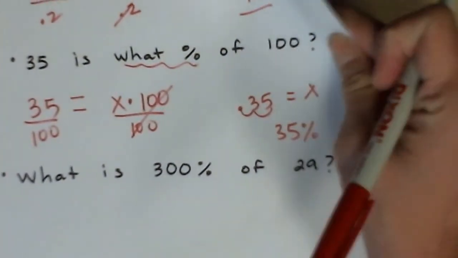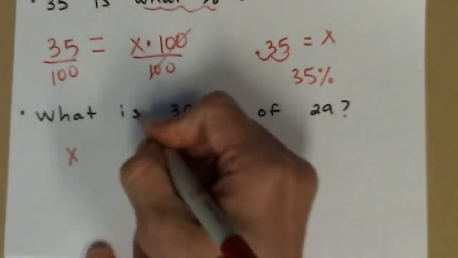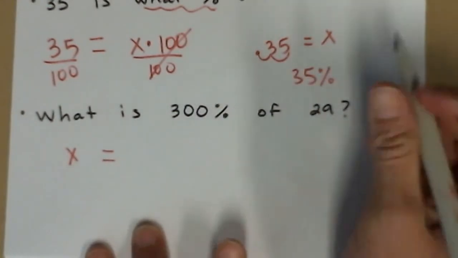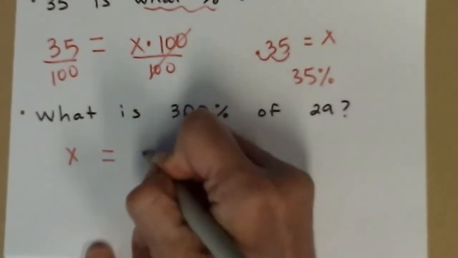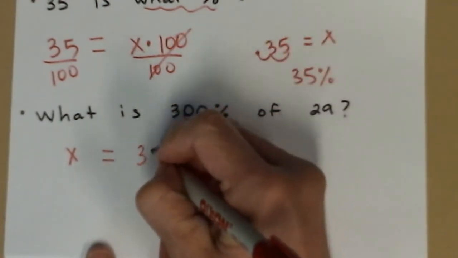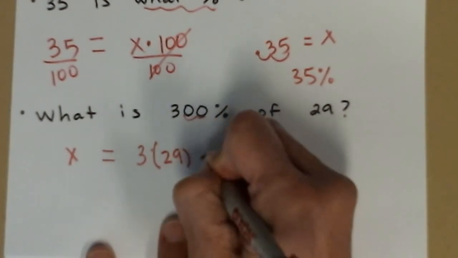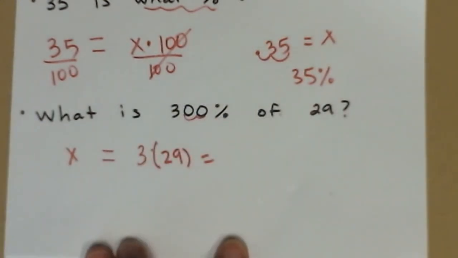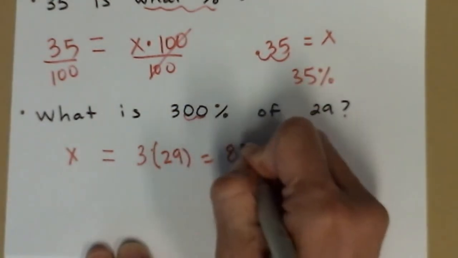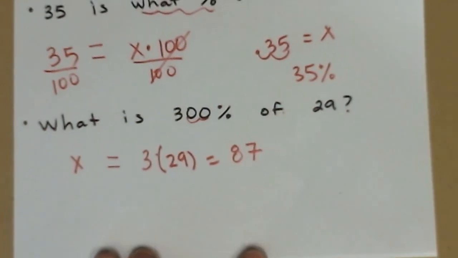And our final one here, what is 300% of 29? So 3 times 29. 87 is 300% of 29.